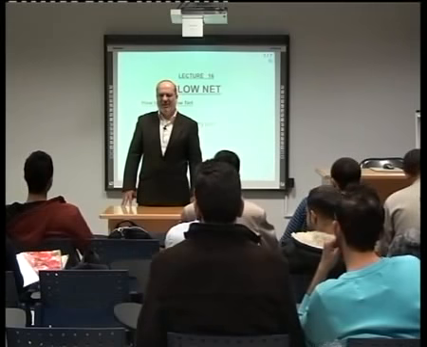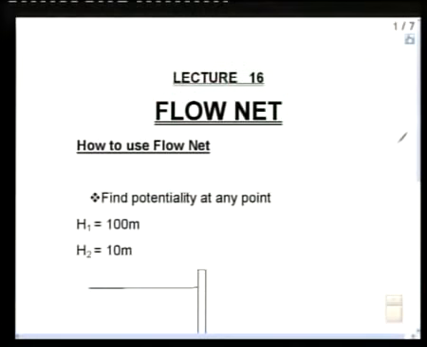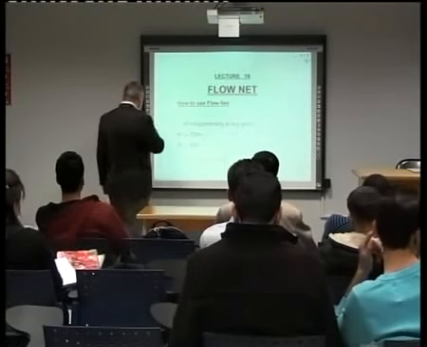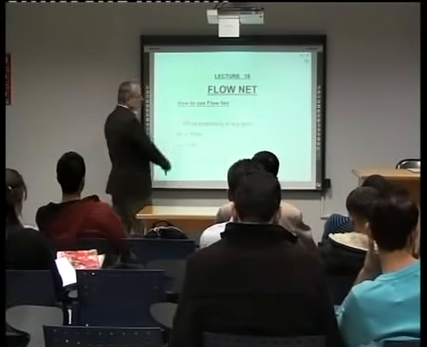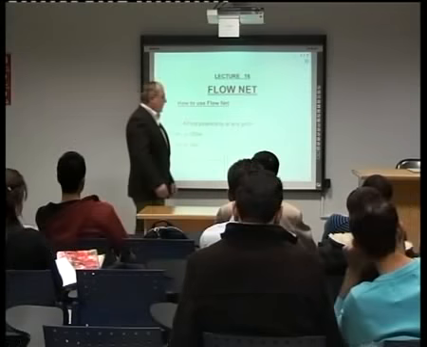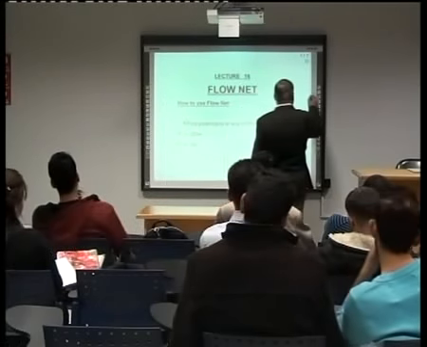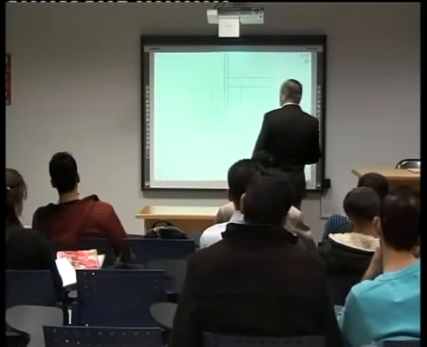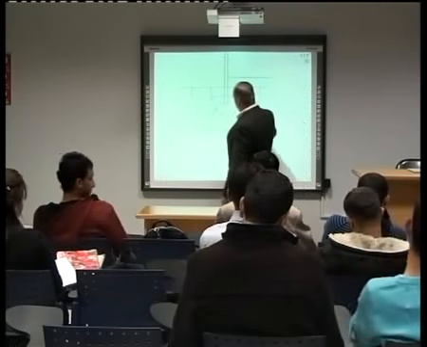أو أقل شوي. طيب يا شباب، احنا بعدنا في FlowNet lecture number 16 and we are in FlowNet. How to use FlowNet. We said that we have three things to achieve from drawing the FlowNet. The first thing is to find potentiality at any point, right? And we did an example. We know now how to find the potentiality at any point, right?